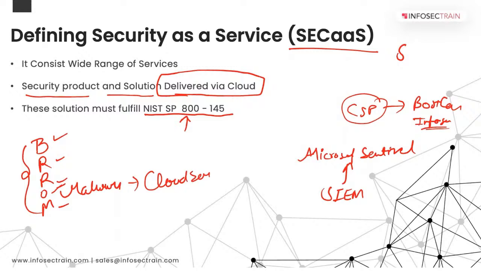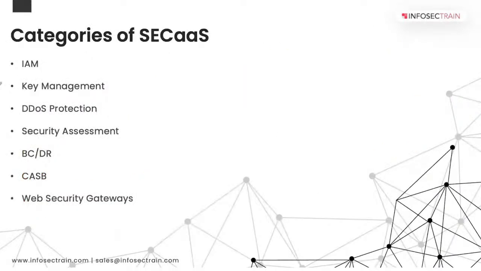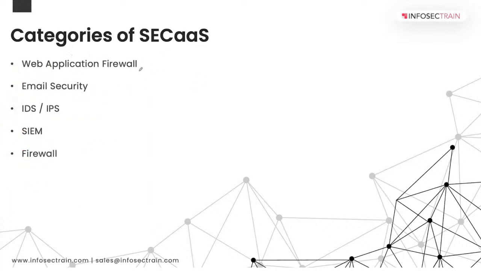Now when we are talking about what kind of solutions you can see over there, there is going to be the IAM solution, key management solution, like I was showing you, the key vault, DDoS protection, security assessment services, business continuity and disaster recovery services, CASB solutions, web security gateways. There will be web application firewall, email security, IDS, IPS, SIEM solution, firewall solutions. So all these are security as a service over here.